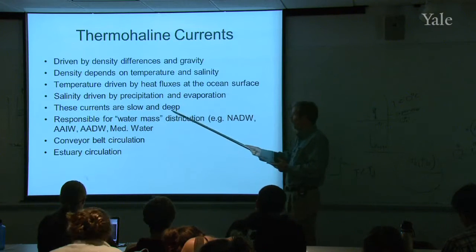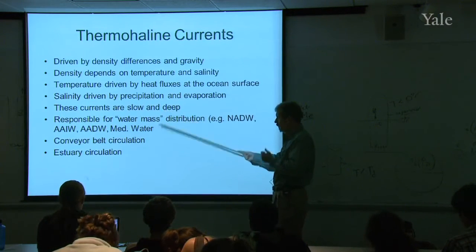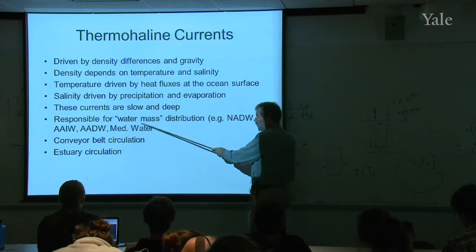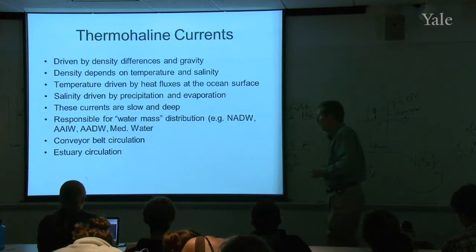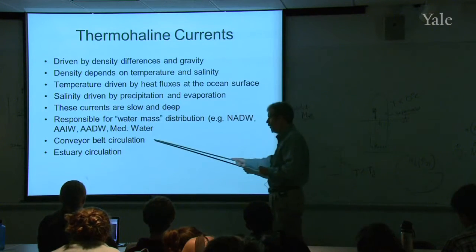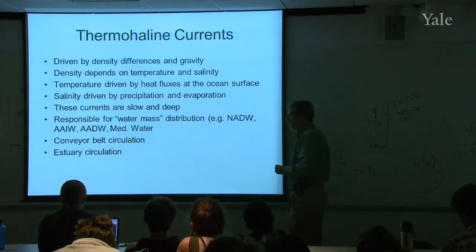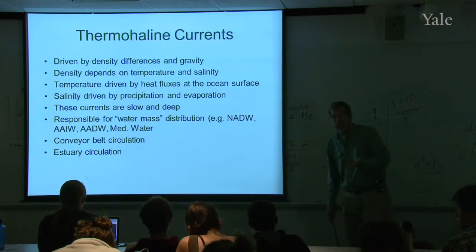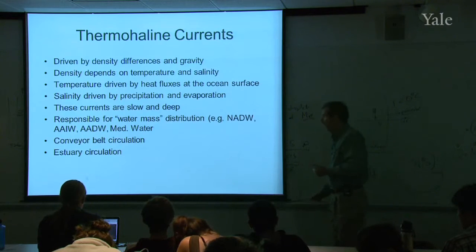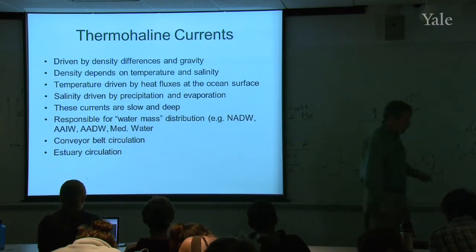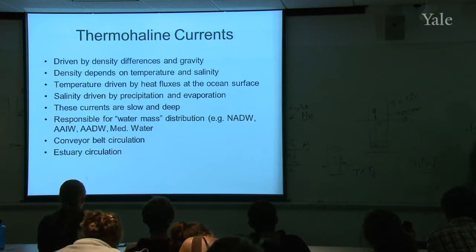Typically, these currents are slow and deep. As I will show you in the next few minutes, they are responsible for the water mass distributions in the ocean, for the conveyor belt circulation, and, for example, also for estuary circulation. So these are very important circulations in the ocean, even though they tend to be rather slow in the speed of their motions. These are the thermohaline currents.